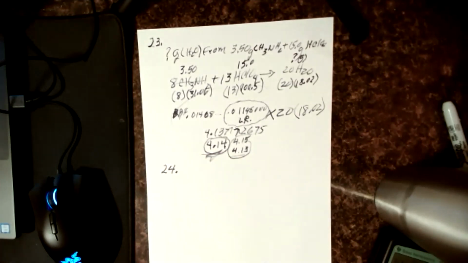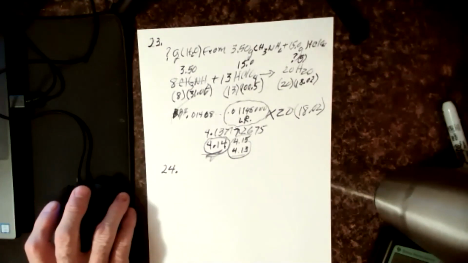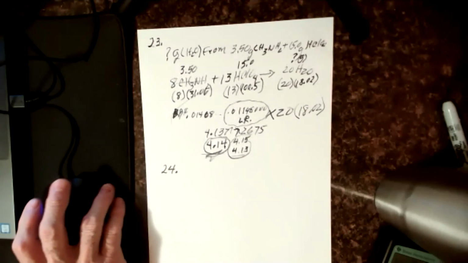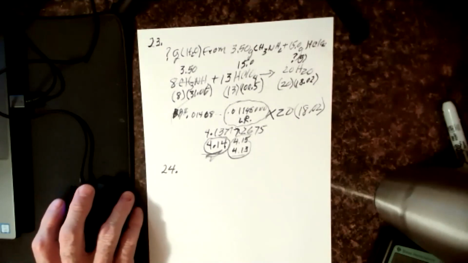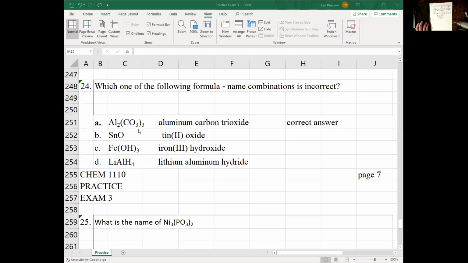Okay, all right. The next one is a nomenclature problem. So maybe I'll show it to you, and we can answer right on screen. Okay, now, which combination of names is correct?